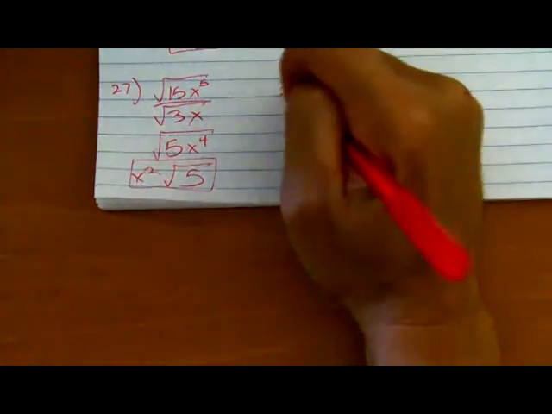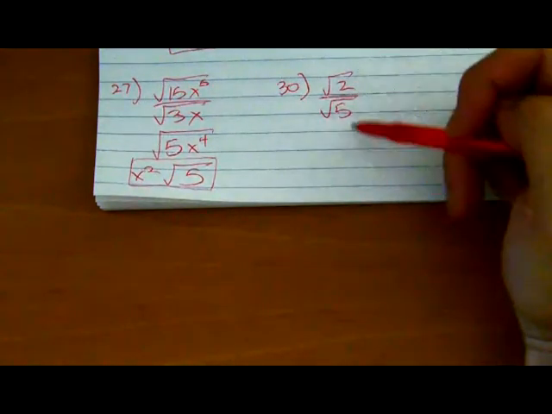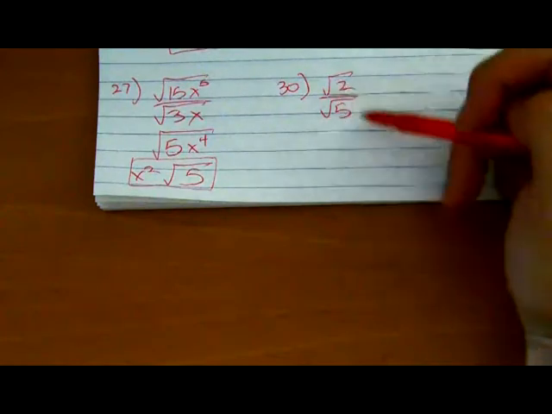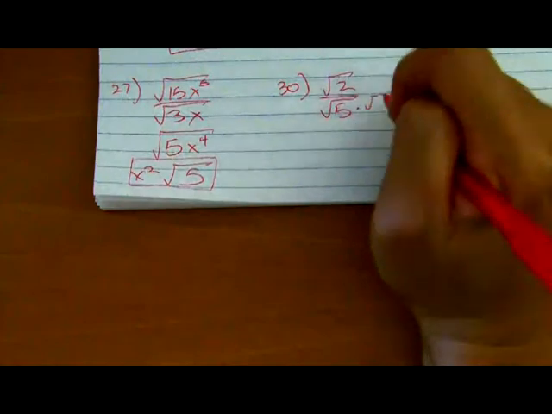Number 30. Square root of 2 over square root of 5. You can't square root either number. The fraction is already simplified, but we cannot have a radical in the denominator. We need to rationalize the denominator.